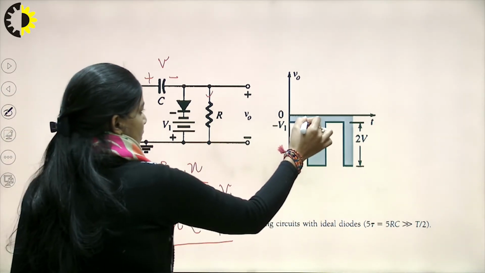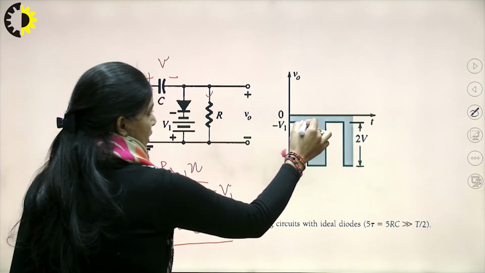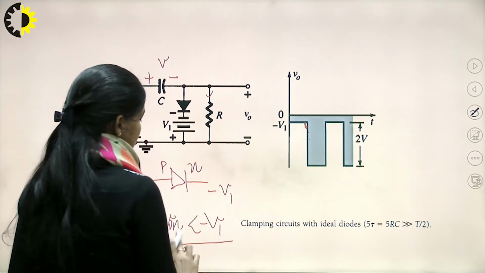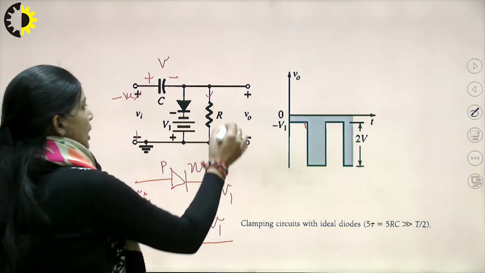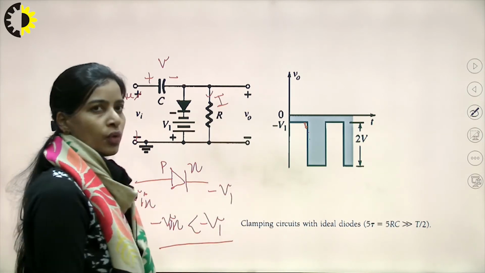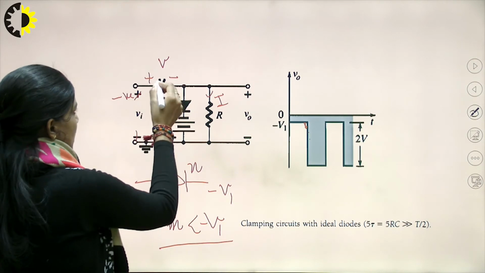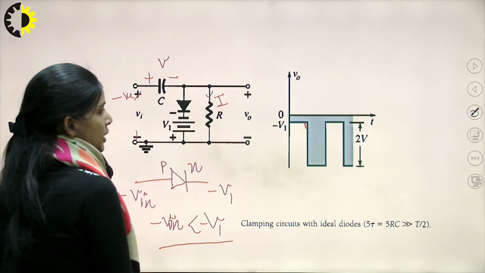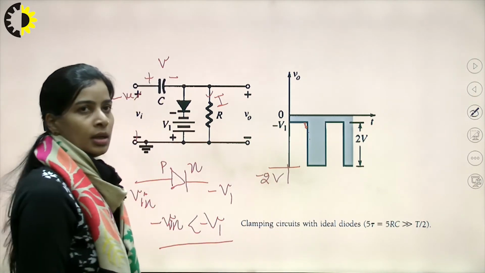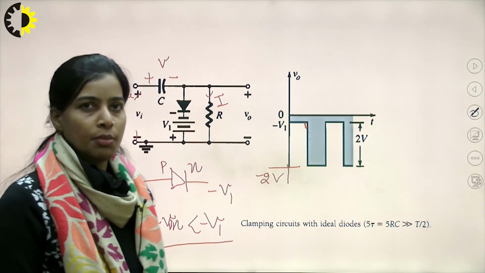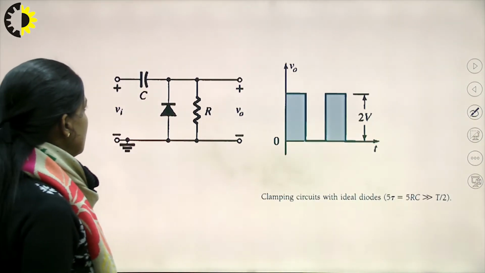So, for that we have this point, and after this point, as the V input becomes more negative than V1, this diode becomes reverse biased, and here the current starts following this path and the voltage will be minus V, so V naught equals minus 2V. So, we get minus 2V volts for the negative cycle of the input. This is another clamping circuit.